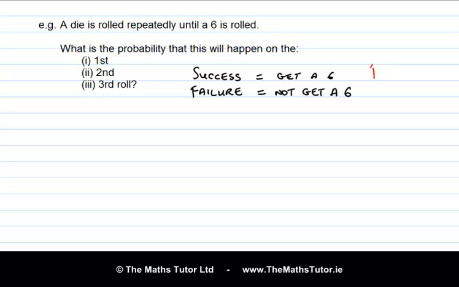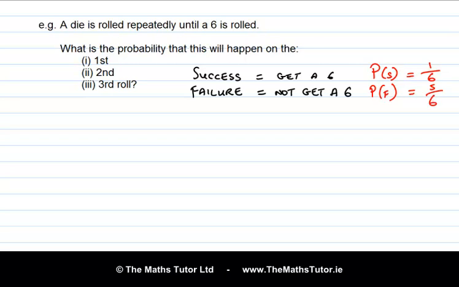What's the probability of success? Well, it's 1 out of 6. There's one way of getting a 6 when we roll a die, 1 out of 6 outcomes. So the probability is 1 over 6. Probability of failure? Well, there's 5 ways of failing. So it's 5 out of 6.